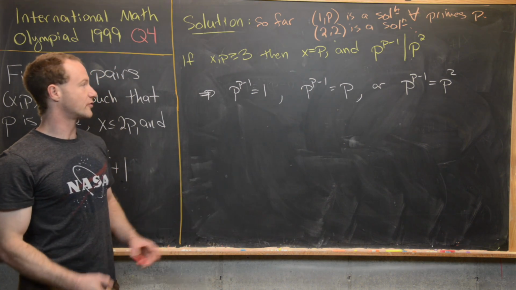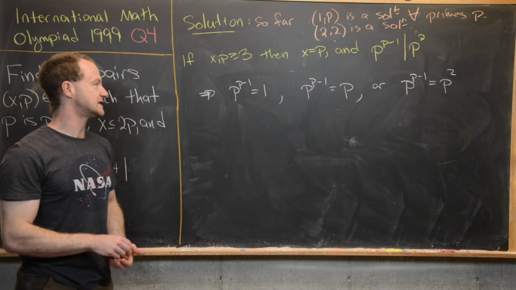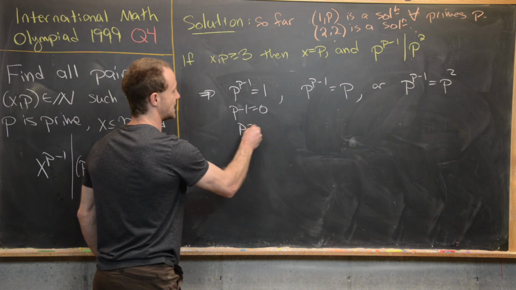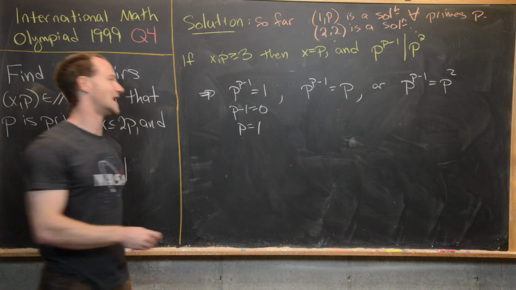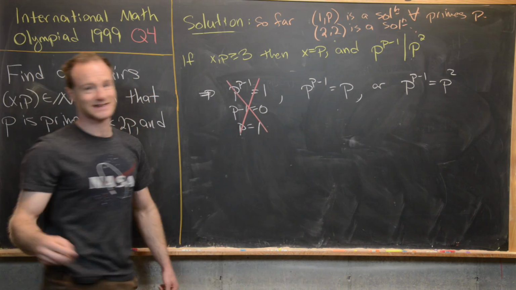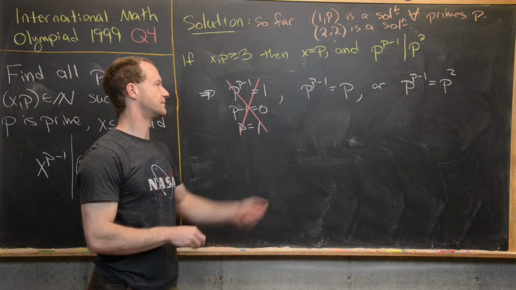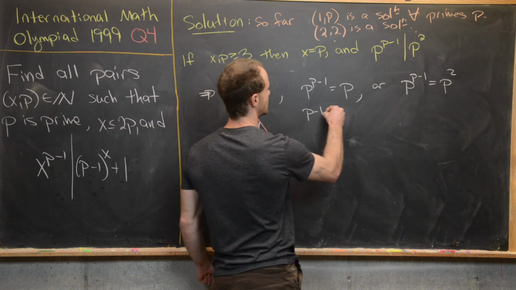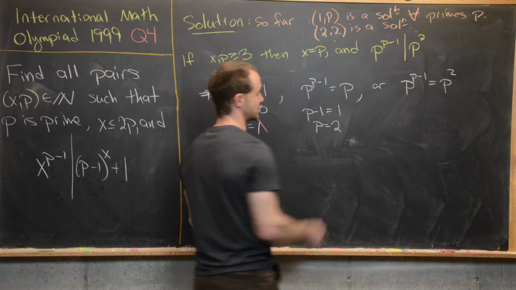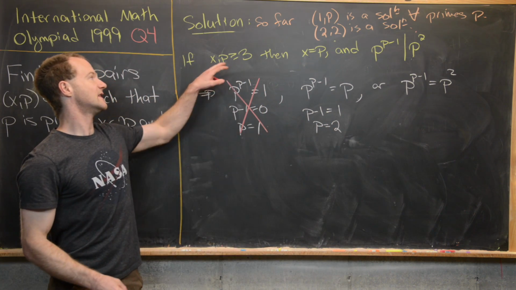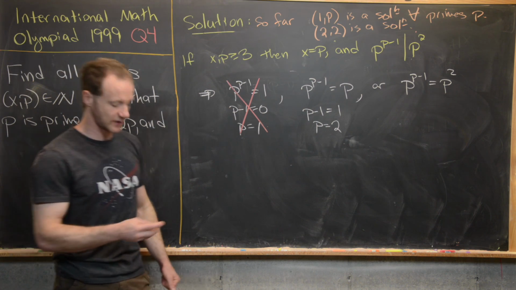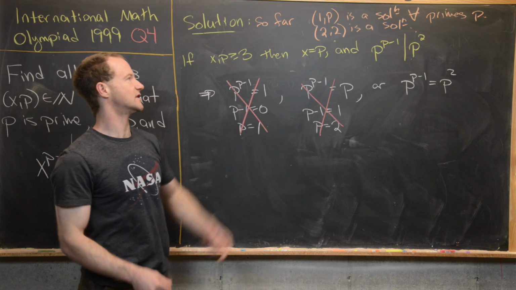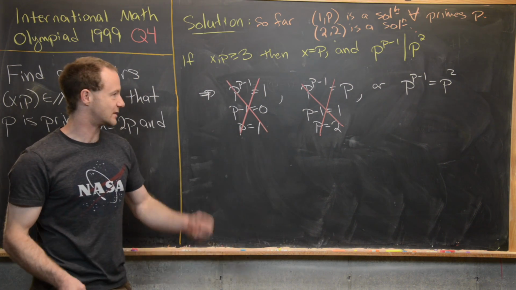So let's work through these one at a time. So if p to the p minus 1 equals 1, well, that means that p minus 1 equals 0 or p equals 1, but 1 is not a prime number, so that's out of there. Now let's look at this next one. So if p to the p minus 1 equals p, then that means that p minus 1 equals 1. In other words, p equals 2. But remember, in this whole setup, we had p bigger than or equal to 3, and so that doesn't actually work here either. Notice we considered that earlier, and we got the solution 2, 2.